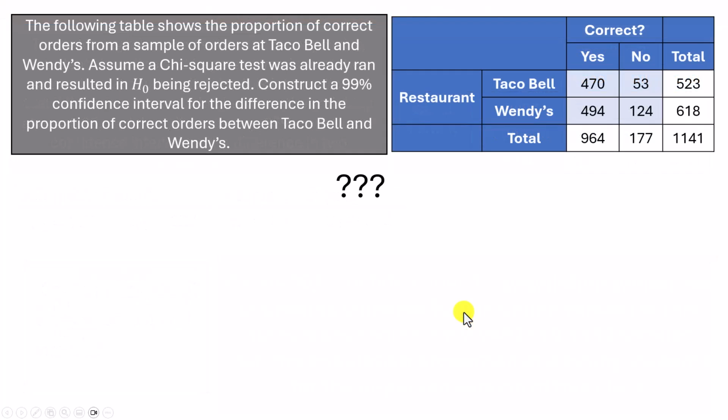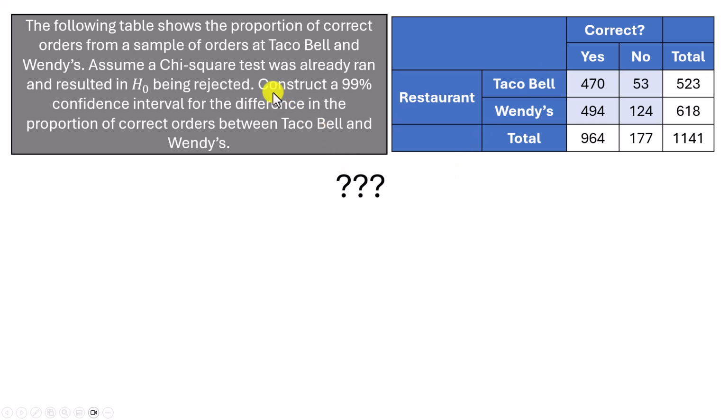All right, so here is a problem for you to try. So it says the following table shows the proportion of correct orders from a sample of orders at Taco Bell and Wendy's. And assume that we've already done the chi-square test, and that resulted in the null hypothesis being rejected, basically saying that there is an association between which restaurant you go to and whether or not the order is correct. So basically, one of these two places is more accurate on average in terms of getting your order correct than the other, right? But then the question is, by how much and which one, right?